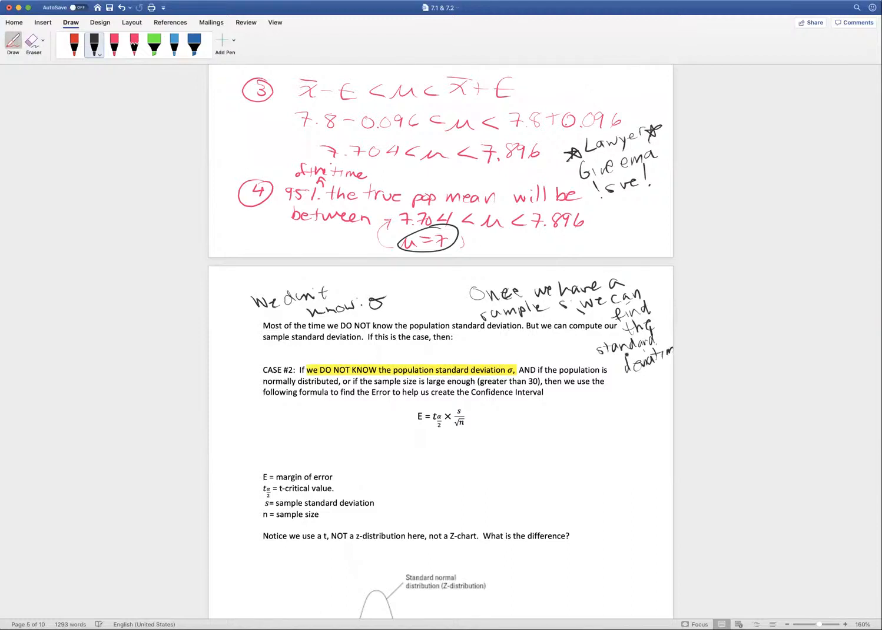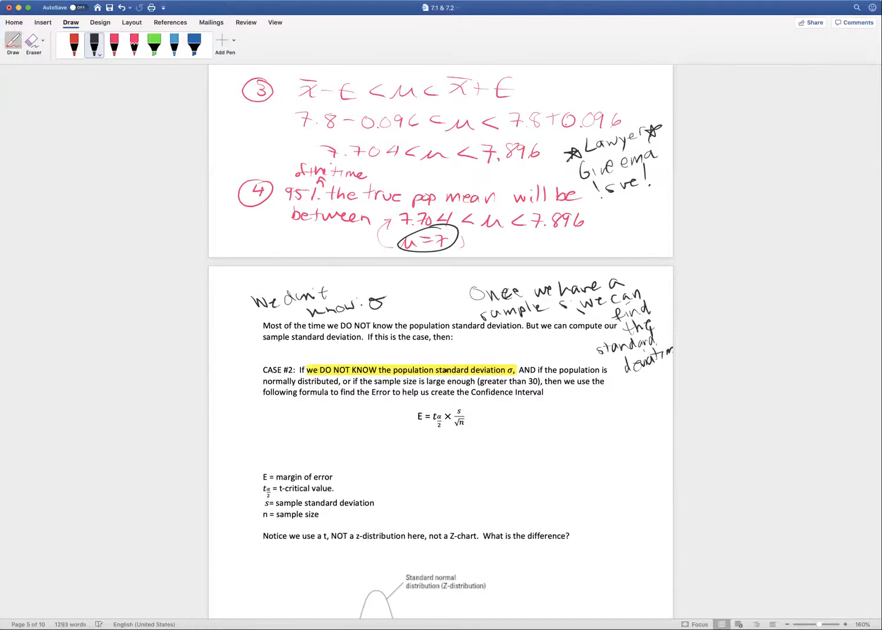Most of the time in the real world, we're not going to use that formula again because it's difficult for us to get our hands on an entire population's worth for the standard deviation. So we're going to figure out what our sample standard deviation is instead. If that's the case, then we're going to use a different distribution.